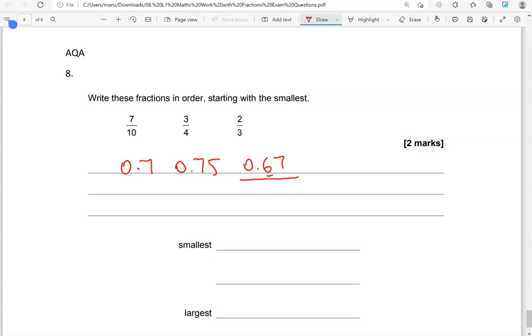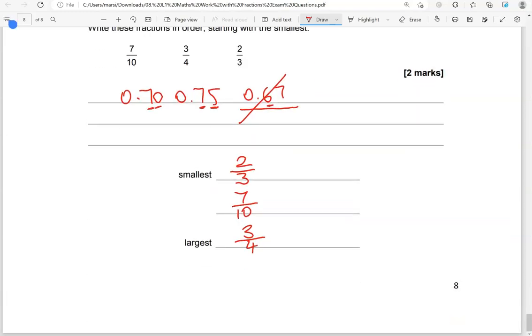The smallest of them all, that is 0.67, because it has 6 here, whereas this one is 7 and this one is 7. So the fraction, that is 2/3. And then the next one will be 0.7, because you can imagine a 0 there, whereas 3/4 or 0.75 has a 5 instead of a 0. So 7/10 will be next, and then 3/4, the last one. And this is the end of the questions.